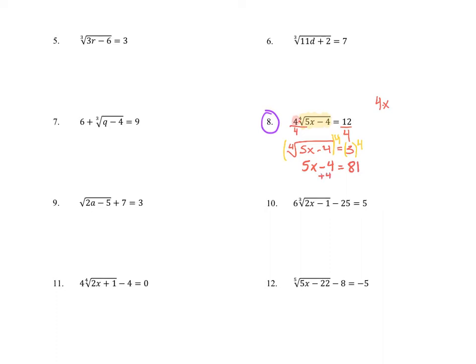So I would add 4. 5x equals 85. X equals 17. And then we would always want to check.